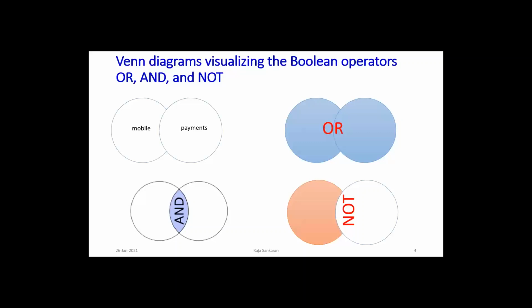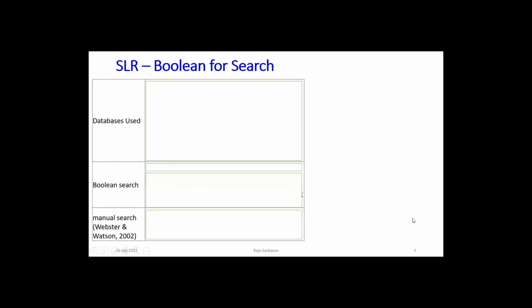I will be using all these three in order to demonstrate quickly what kind of results we get. I will use the same example of mobile and payments, but you could use any of them and expand it to any level of what has been demonstrated in the past couple of days with respect to the search criteria. I'll start with the use of Boolean for search in three different aspects. The first is the databases used. The second is the Boolean search logic by itself, and the third is using the manual search.